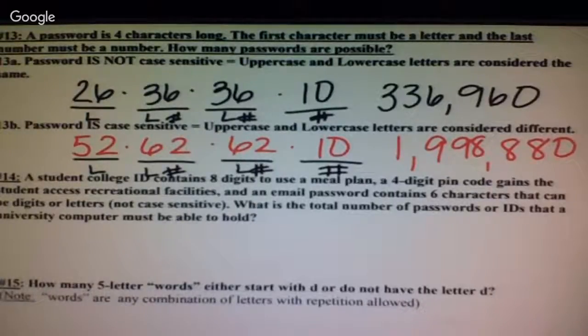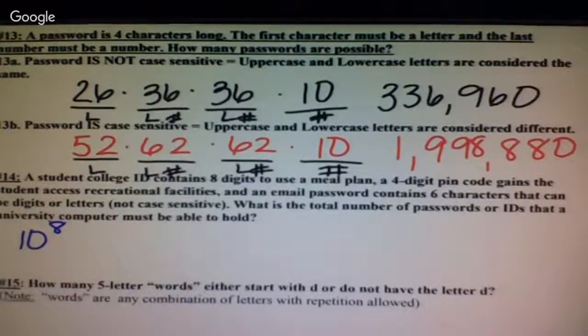Most of you in college will have just an ID card that you can scan. If you lose it, you can punch in your code. Your code is 8 digits long. How many options do I have for each digit? 10. And I have 8 of them. So that can be written as 10 to the 8th.